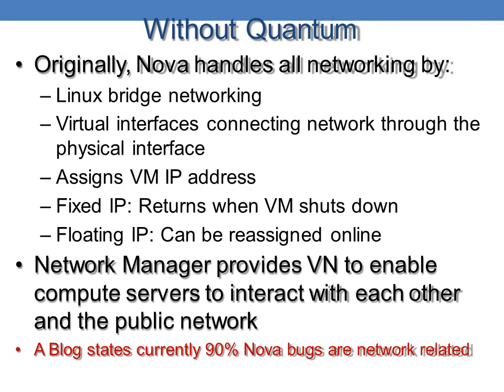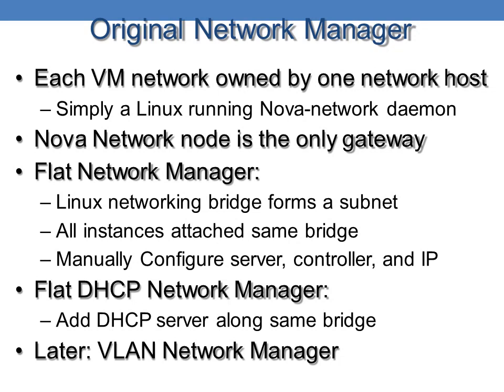Finally, Quantum networking. Without Quantum, originally Nova handled all networking through Linux bridge networking. Network managers provide VMs to enable compute servers to interact with each other and the public network. It is stated that currently 90% of Nova bugs are network related. Originally, with the network manager, each virtual machine network was owned by one network host. The Nova network node is the only gateway. Flat network manager, Flat DHCP network manager.